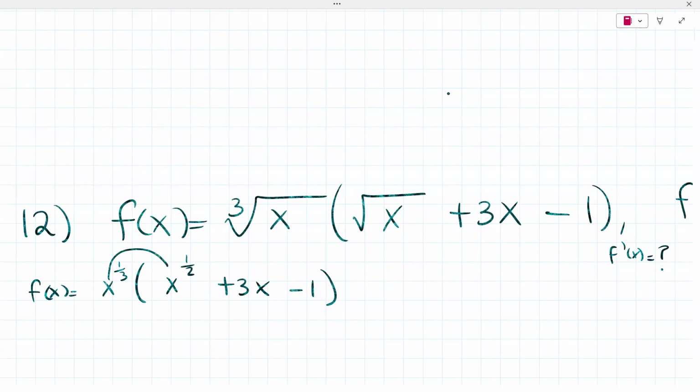So what's x to the 1/3 times x to the 1/2? Well, when you're multiplying, you're adding. So what's 1/3 plus 1/2? That's 5/6. So this is going to be x to the 5/6. And then what's x to the 1/3 times 3x to the 1? So it's going to be 3x, and then 1/3 plus 1, or 3/3, is 4/3. And then what's x to the 1/3 times -1? Negative x to the 1/3.